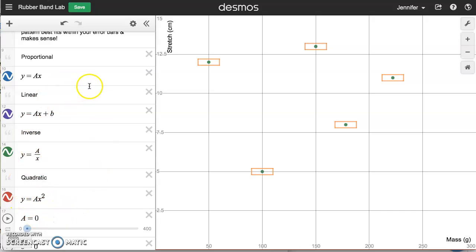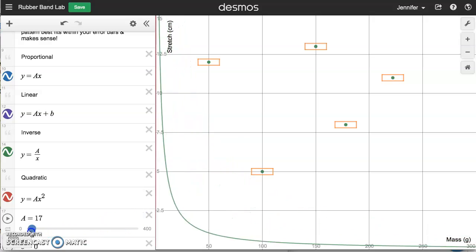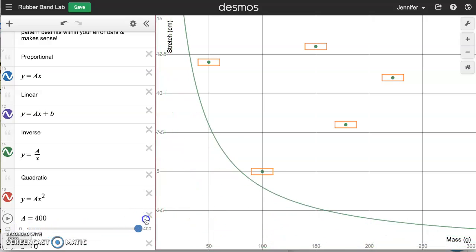So what I love about Desmos is that I have set up this template so that you have a little slider here, and you can just drag the slider along and change your values to see each graph.